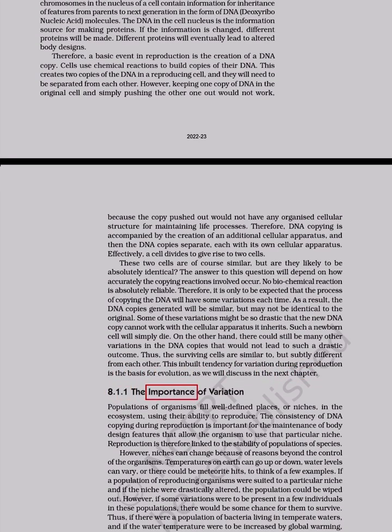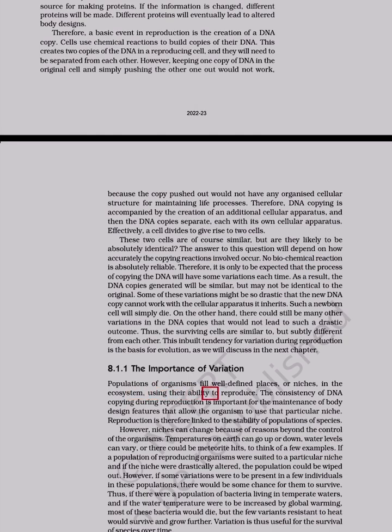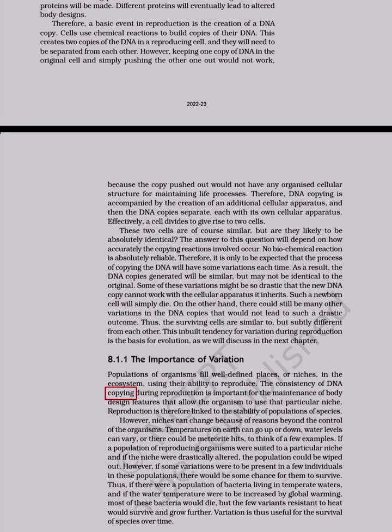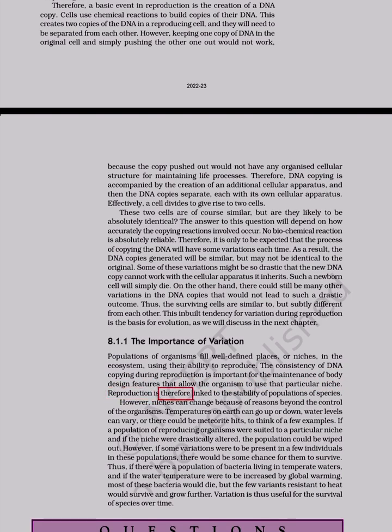8.1 The importance of variation. Populations of organisms fill well-defined places, or niches, in the ecosystem, using their ability to reproduce. The consistency of DNA copying during reproduction is important for the maintenance of body design features that allow the organism to use that particular niche. Reproduction is therefore linked to the stability of populations of species.